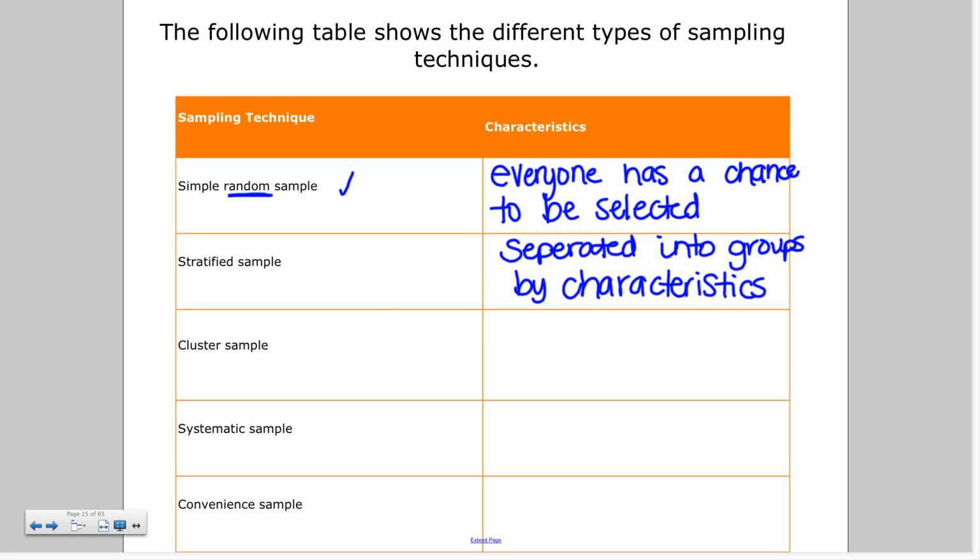Okay? Now, if I wanted to do stratified, I would have it put on there, circle male or female. All right? So then I'm separating it into groups. Boys say this, girls say this.